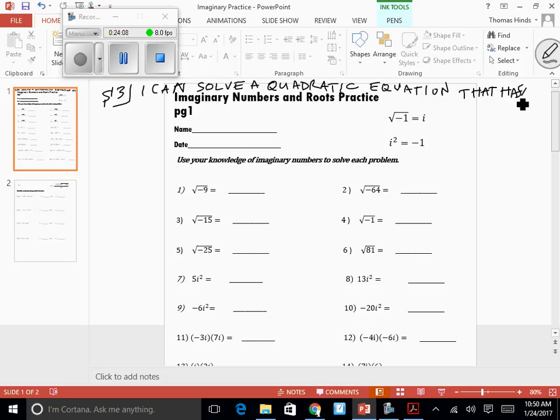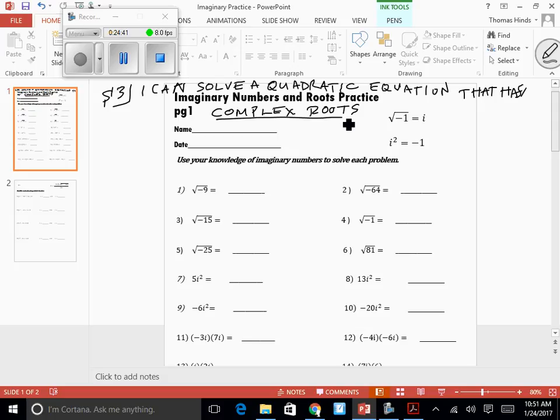Write that down: I can solve a quadratic equation that has underlying complex roots. This is the part that puts you in Algebra 2 second semester. You can do this in 25 minutes or less. Complex roots.